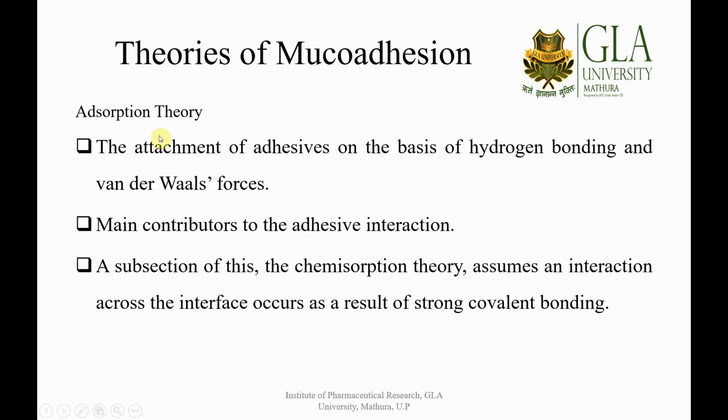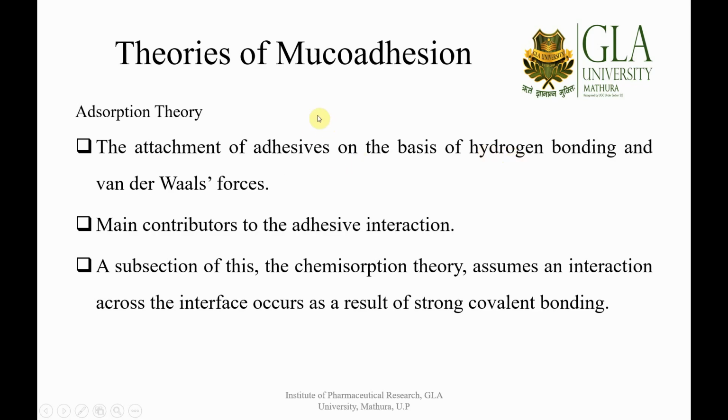Coming to the adsorption theory, as the name says, adsorption, we are trying to get the formulation to adsorb over the mucous membrane. The forces involved for the adhesiveness are hydrogen bonding and van der Waals forces between the mucoadhesive polymer and the mucous membrane. These are the major contributors to the adhesive interaction, and we generally advocate this type of mucoadhesion because it is a reversible type of mucoadhesion.